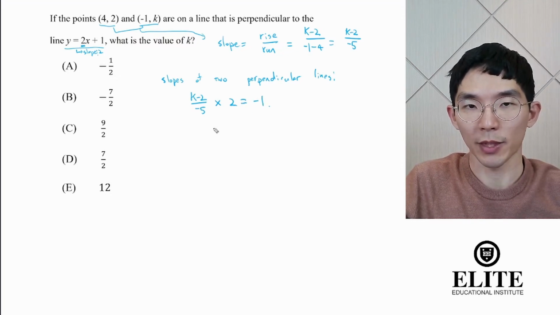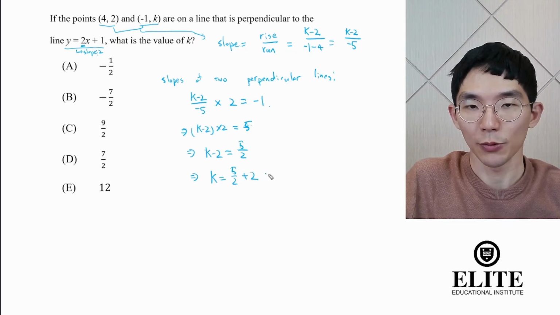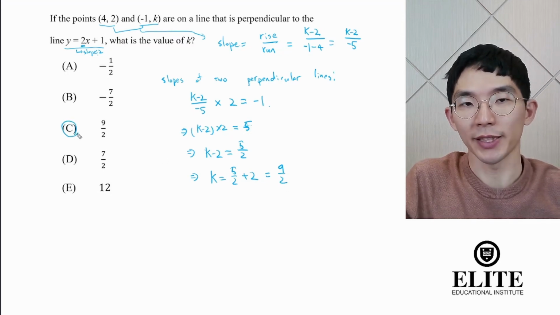So what does that make my k? Now, this is simple algebra. We multiply negative 5 on both sides, which makes k minus 2 times 2 equal to negative 5 times negative 1, which is 5. Then we divide both sides by 2 to get k minus 2 equal to 5 over 2. Then we finally add 2 to both sides to make k equal to 5 over 2 plus 2, which is equal to 9 over 2. Therefore, the answer is C.